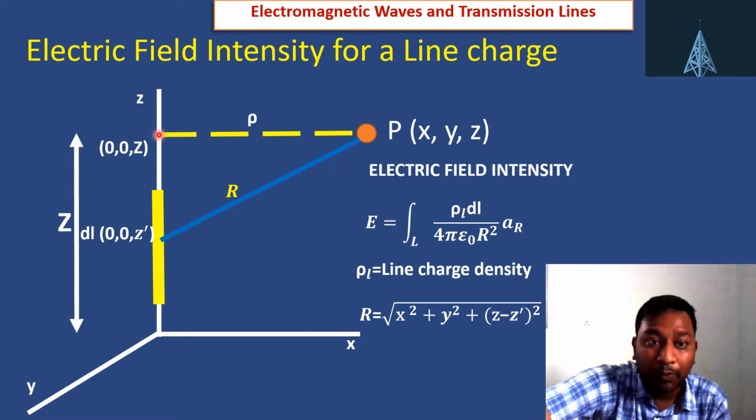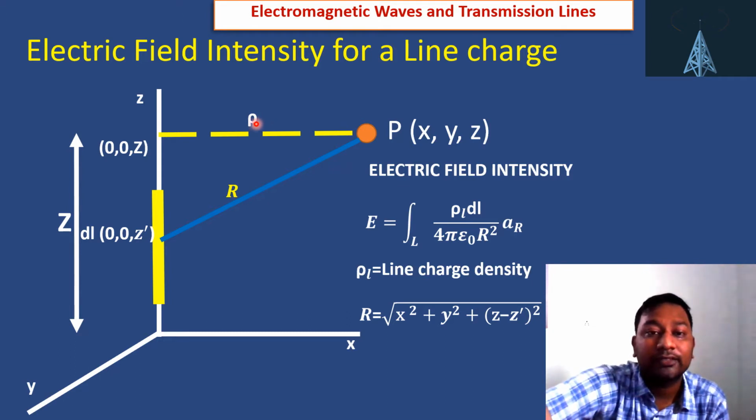This point is where, whenever P is extended along this yellow dotted line in the z direction, we get 0 0 z, which is the distance from the origin to this point. The distance from this point to the point P is rho, where rho equals root over x square plus y square.